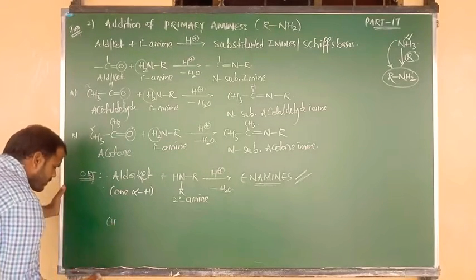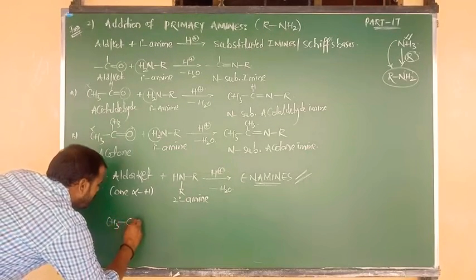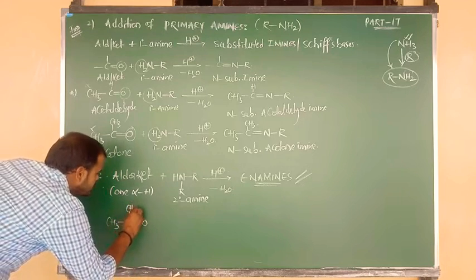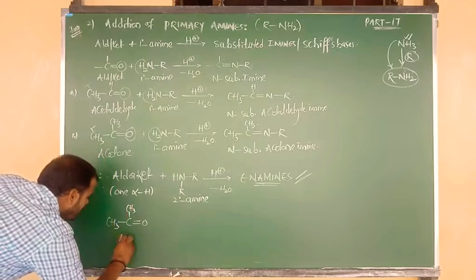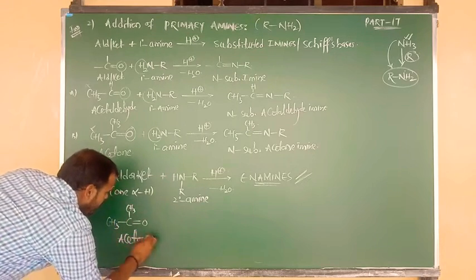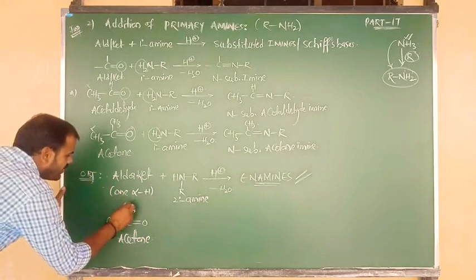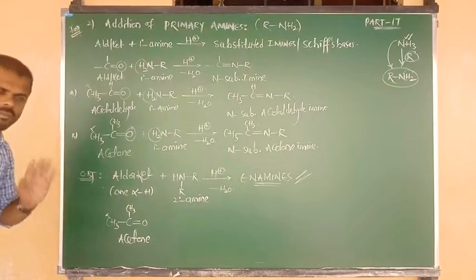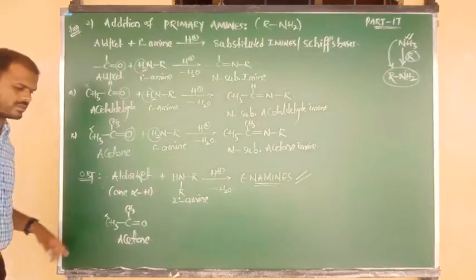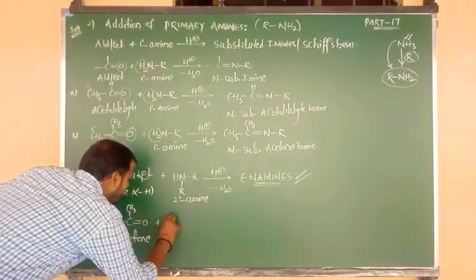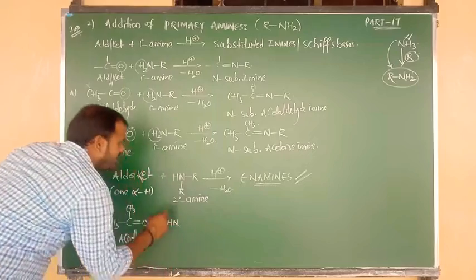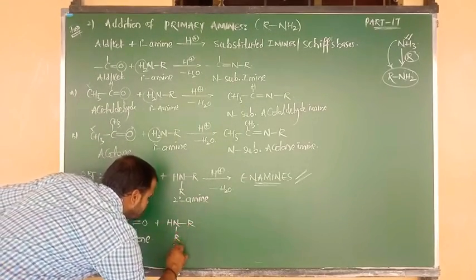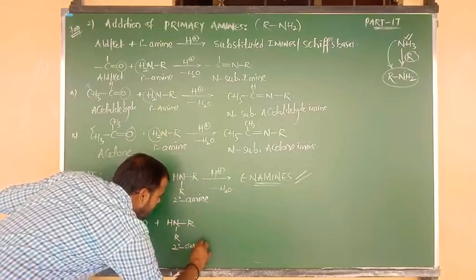Formula: CH3 bonded to C double bond O, again connected to CH3. The name of this compound is acetone. Now this is an alpha carbon and this is also an alpha carbon, but let me consider any one alpha carbon, no problem. I am going to consider this alpha carbon. It undergoes addition with secondary amine. What is the formula of secondary amine? NH bonded to two alkyl groups. So this is the formula of what, beta? Secondary amine.